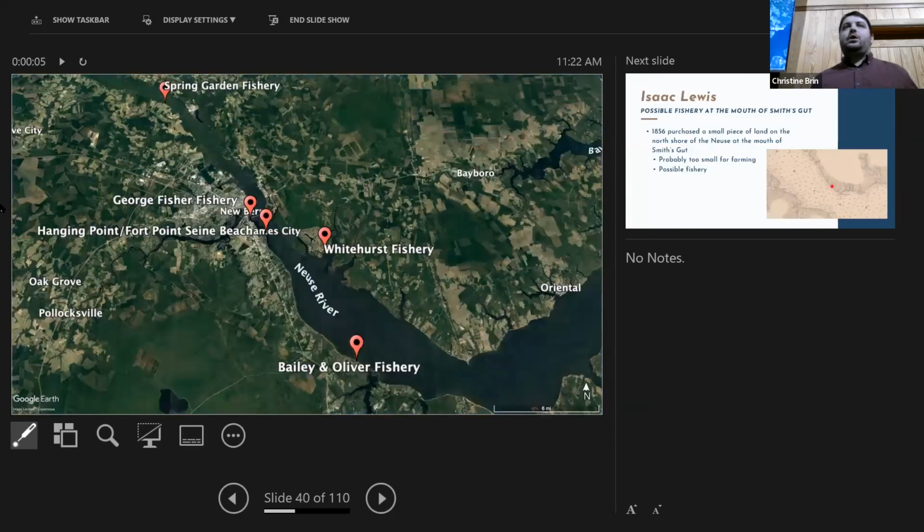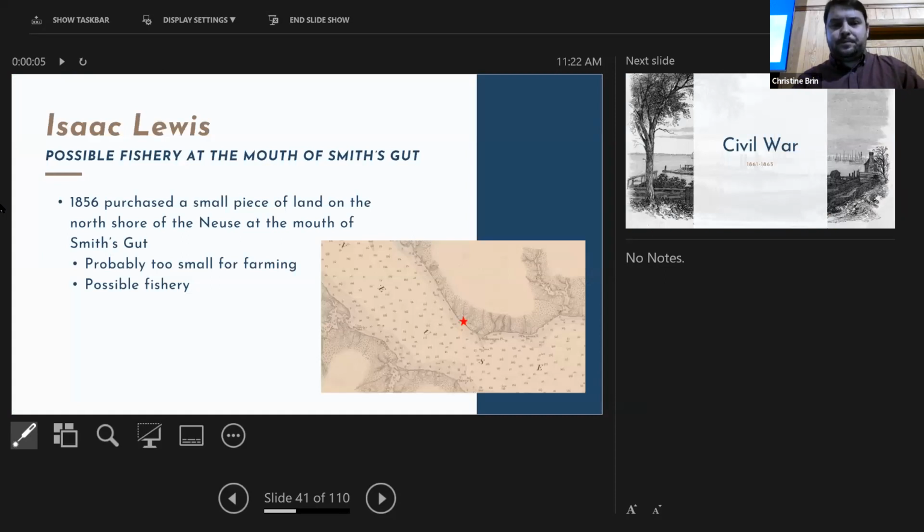And I haven't been able to locate all these fisheries, but this is where most of the fisheries that I've mentioned are located, along the Neuse River. And so Isaak Lewis also possibly got into this big fishery. In 1856, he purchased a small piece of land on the north side of the Neuse River at the mouth of this little creek called Smith's Gut. And the land's really too small for farming. So being a commercial fisherman, it's more than likely that he was fishing from the shoreline, given that he had a home in New Bern and everything.